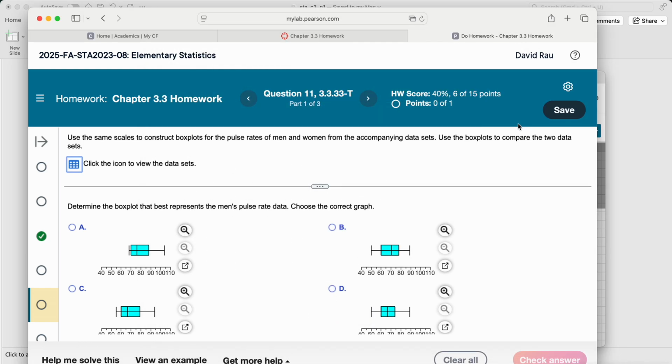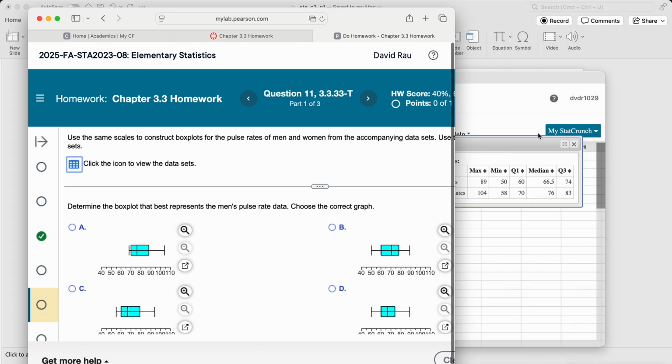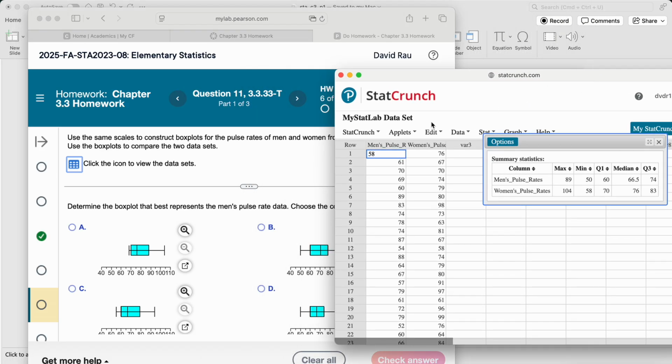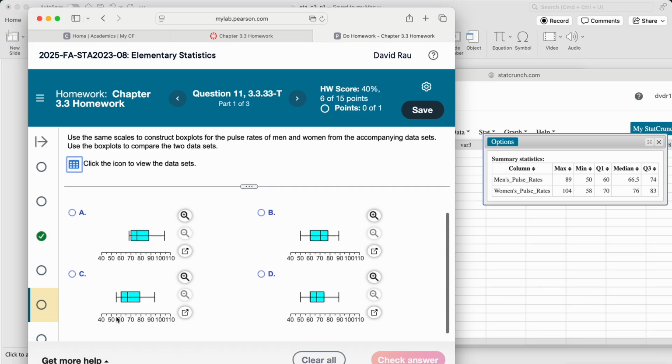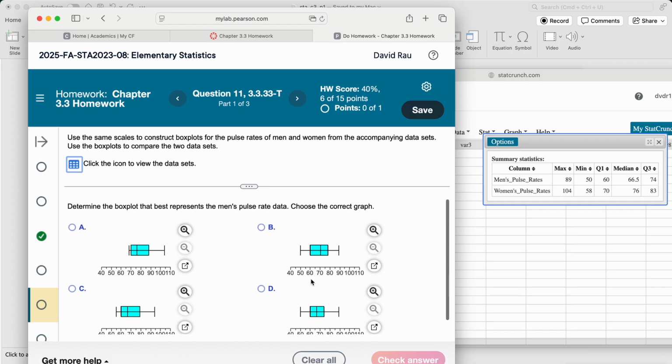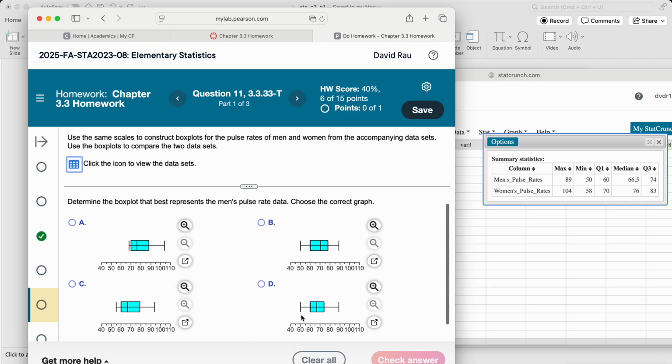And let's just see how they ask these. They first say which one would correspond to the men's data. And so I'm looking for a min of 50. That's not a min at 50, so A is out. B is in. C is out because that's not at 50. And D is in. So far we're down to just B and D just by calculating the min.